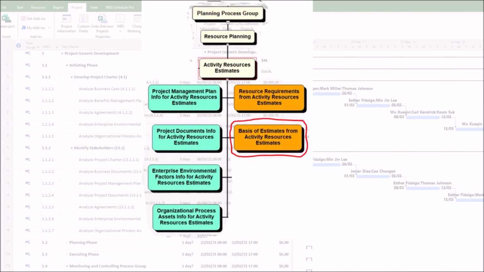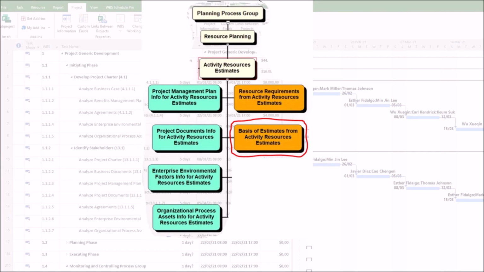How important is the basis of estimates output in the estimate activity resources process? The basis of estimates is not only important, it is a critical and indispensable output of the estimate activity resources process.